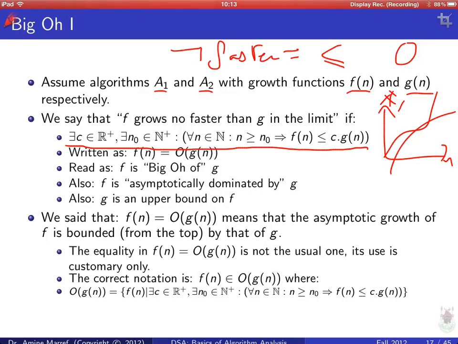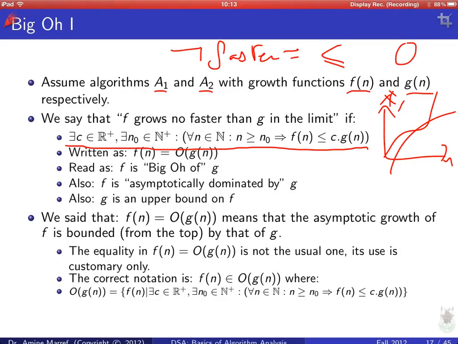Okay, so there is a positive real number, and there is a positive natural number, such that for all natural numbers which are greater than or equal to this number here, f of n is going to be less than or equal c multiplied by g of n, where c is this number here.